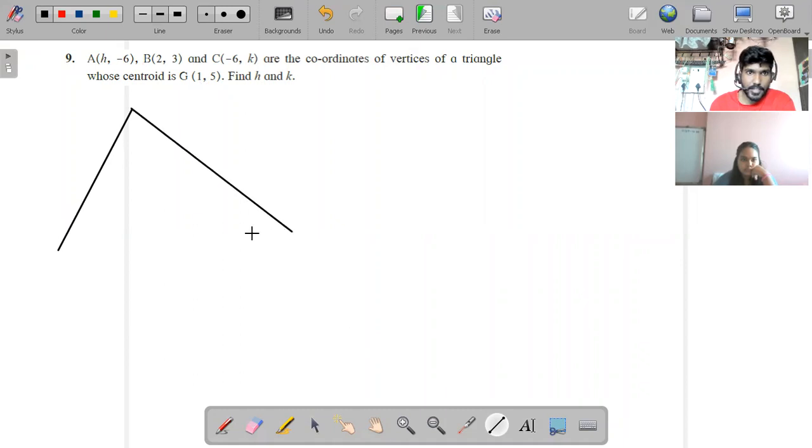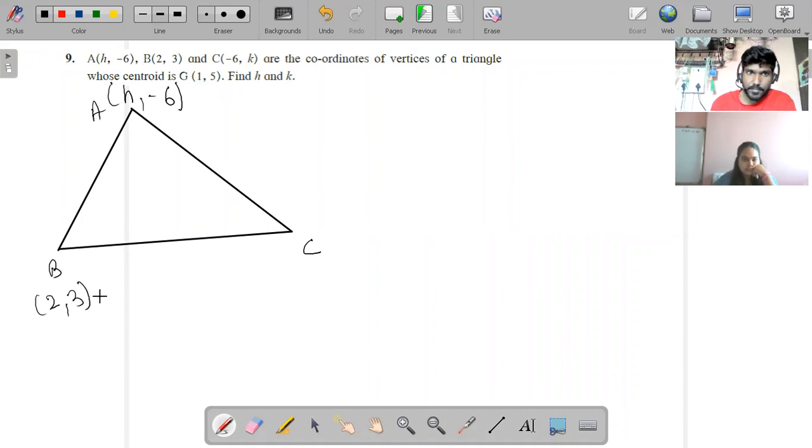So triangle A, B, C. I'll name this triangle A, B, and C. A has coordinates h comma minus 6. B has coordinates 2 comma 3. And C has coordinates minus 6 comma k. Centroid is given to you, G. And the coordinates of the centroid is also given, 1 comma 5. What you have to find out, you have to find the value of h and you have to find the value of k. Okay, so you use the centroid formula.